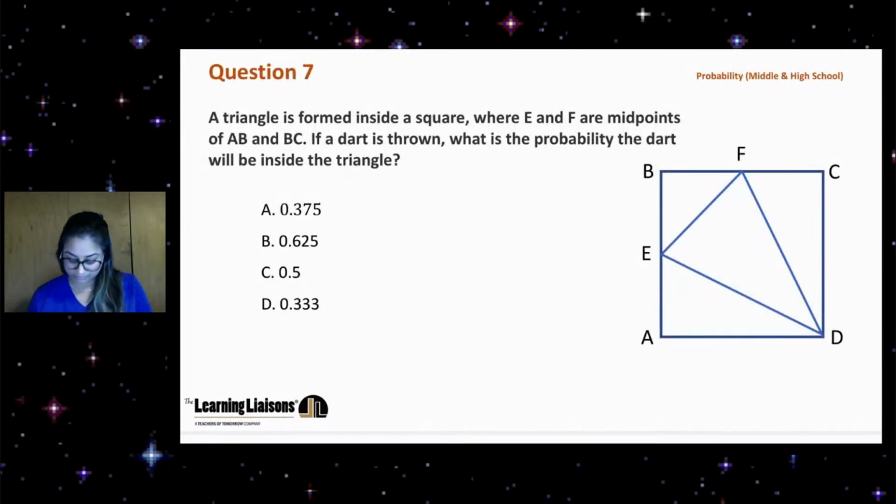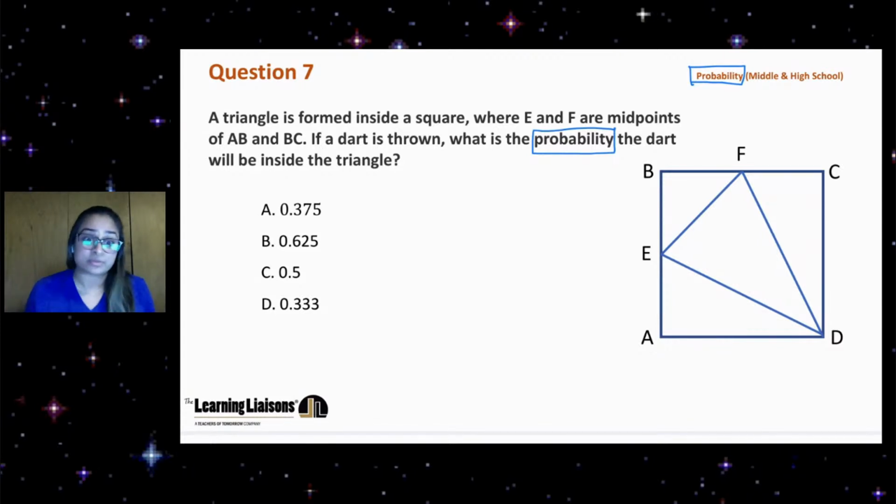Okay, question number 7. It says that a triangle is formed inside of a square where E and F are midpoints of AB and BC. If a dart is thrown, what is the probability the dart will land inside of the triangle? Probability means that this is a probability problem. It's a little bit more than just probability though, because now we need a whole bunch of outside information to help us solve for this problem.